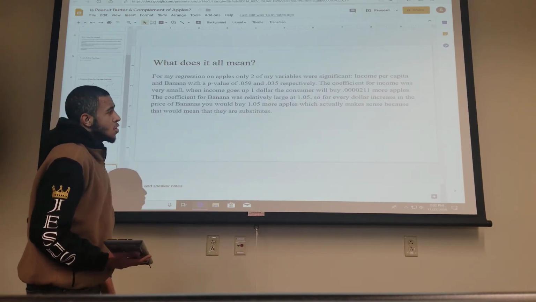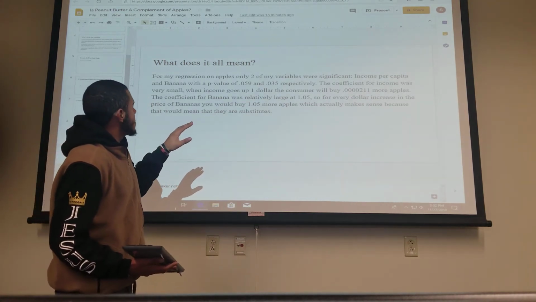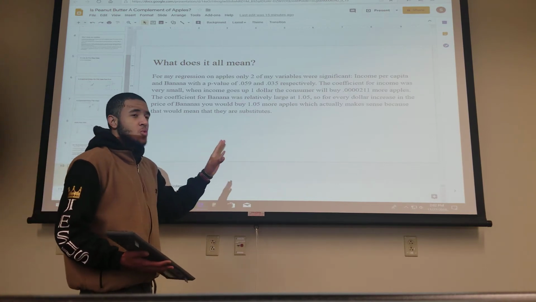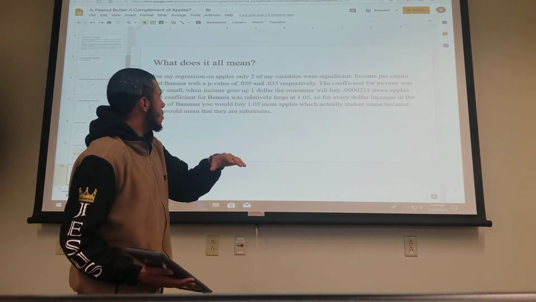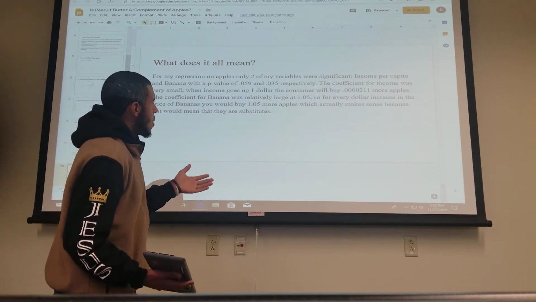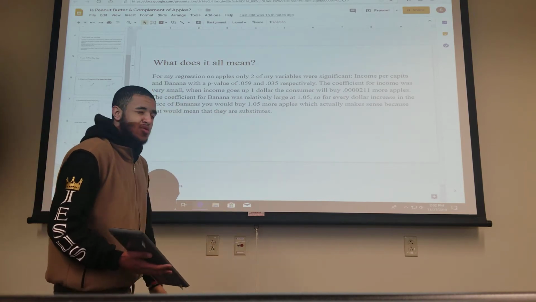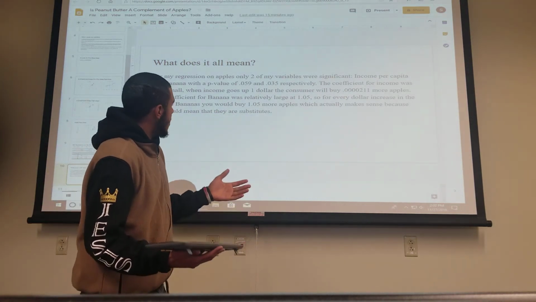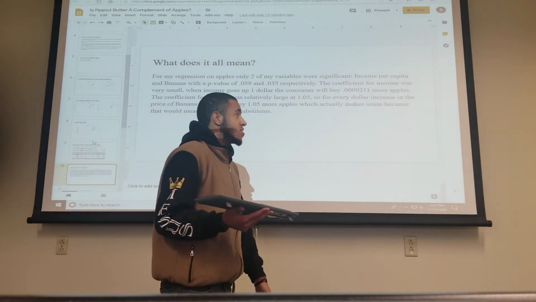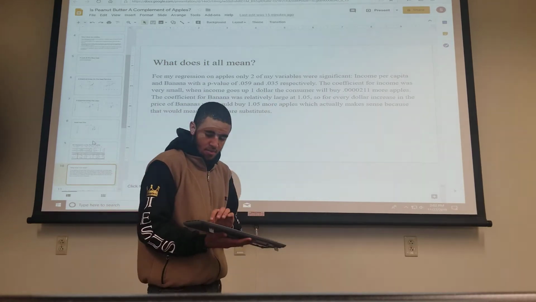So for my regression, again, only 2 of them were statistically significant, income and bananas. And so the coefficient for income was quite small. When income goes up $1, the consumer will buy 0.0000211 more apples, and the coefficient for bananas was comparatively large at 1.05. So for every $1 increase in the price of bananas, you buy 1.05 more apples, which actually kind of makes sense. That would mean that they are substitutes, and that's the relationship that I was hypothesizing. So it was nice to see that it actually worked out the way that I had hypothesized.